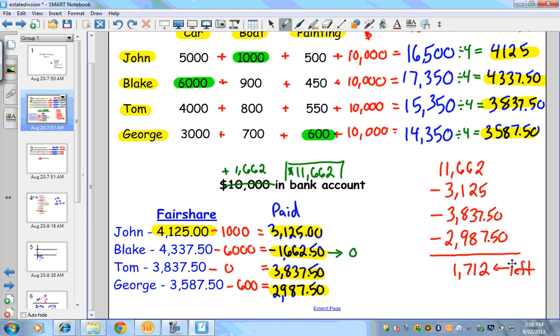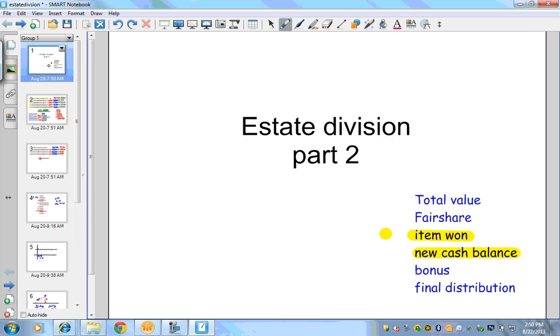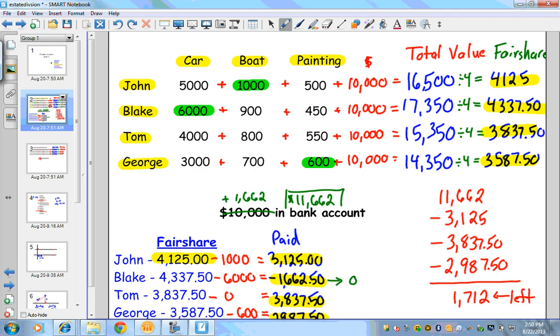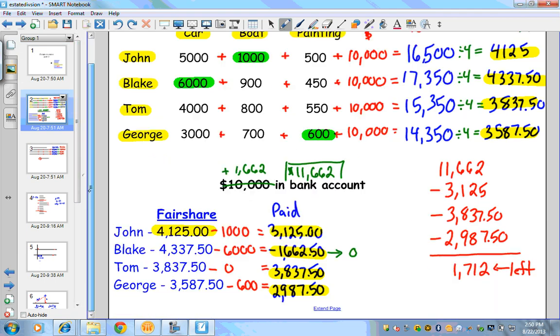Okay? So this brings us into our next thing of how do you figure out the bonus? Okay. Now the bonus is very simple. If there's any cash left in the account, which there is, the fairest thing to do is to take this amount of cash left and just give it evenly to all the remaining heirs. And this includes Blake as well. Okay. So the heirs are going to get a bonus. So you're going to take the 1,712 and divide it by 4.